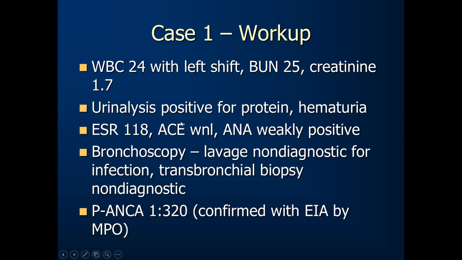So going on with this case, she actually had proteinuria, hematuria, an elevated white blood cell count, elevated inflammatory markers, and a non-diagnostic bronchoscopy, so primarily looking for infection, but transbronchial biopsy was also done. Within a few days, she had an ANCA that was P-ANCA positive 1 to 320 and confirmed with MPO. So the pulmonary consult team was pretty convinced here that she likely had vasculitis.